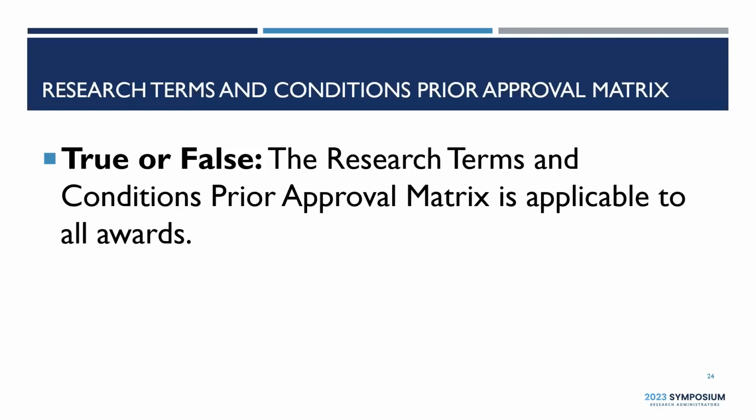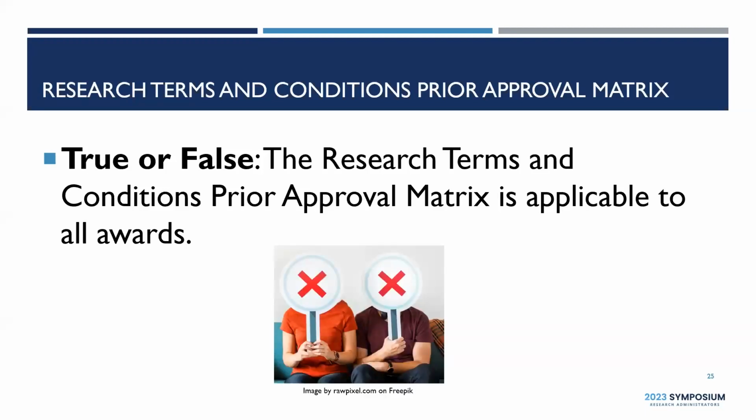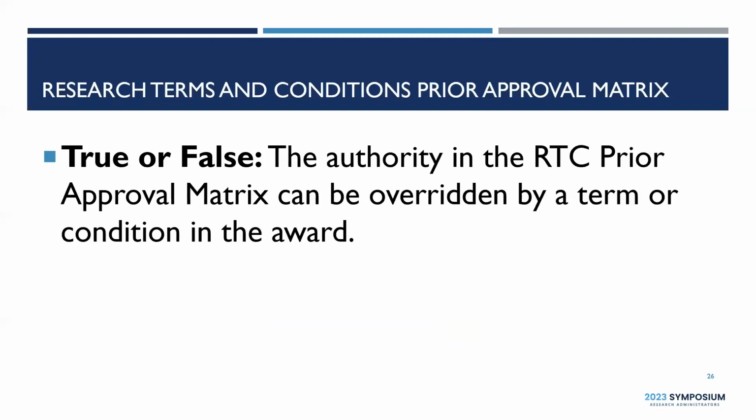All right, we've got our next poll. So true or false, the research terms and conditions prior approval matrix is applicable to all awards. Lots of thumbs down. Whoops. It's not quite the right question. That's okay. We'll just roll with it. So I saw mostly thumbs down, which is great. The research terms and conditions prior approval matrix is applicable only to federal grants, not industry, not foundation, not federal contracts, just federal grants.